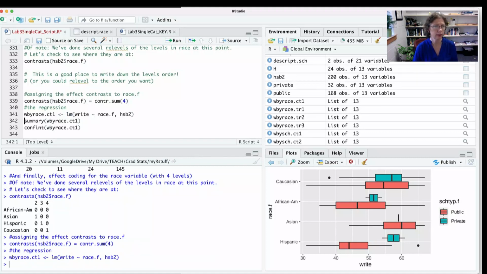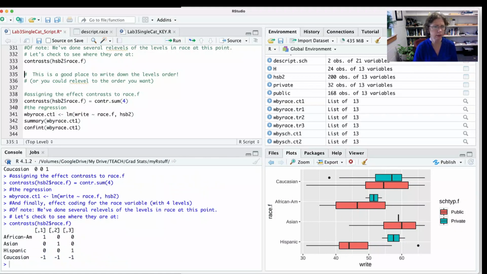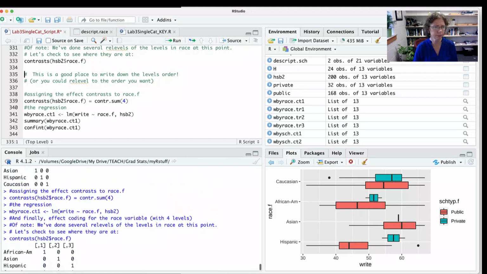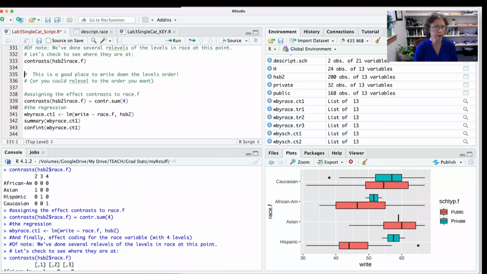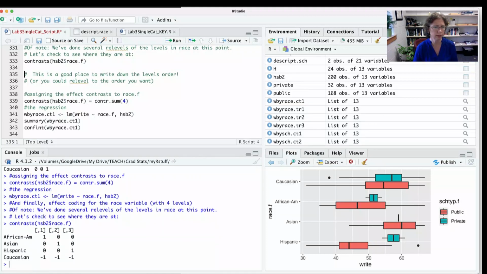And if we take a look at our contrast again, you'll see that now it's no longer treatment coded, it's effect coded. And when we do effect coding, you pretty much have a base group that's not going to be in the regression at all. It's coded as -1, and then you have your target that's coded as 1. Everything else is coded as 0.